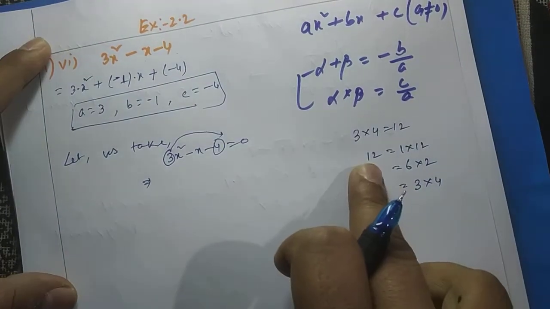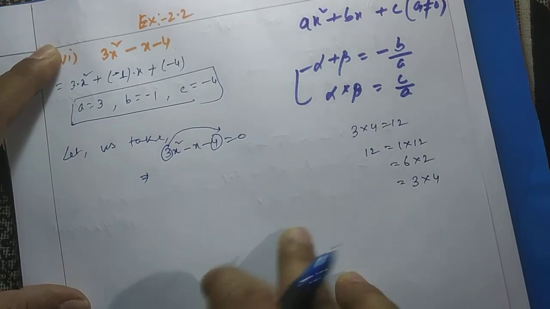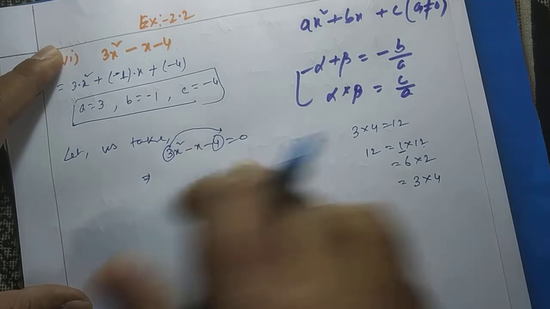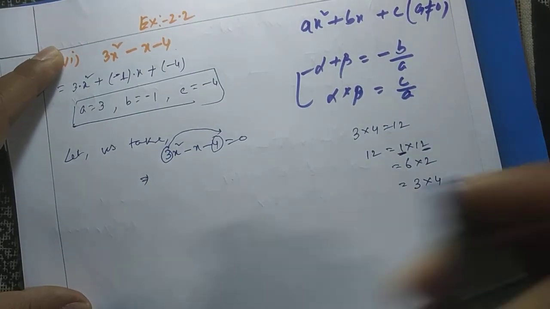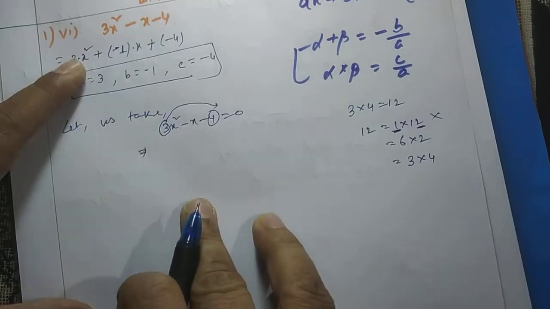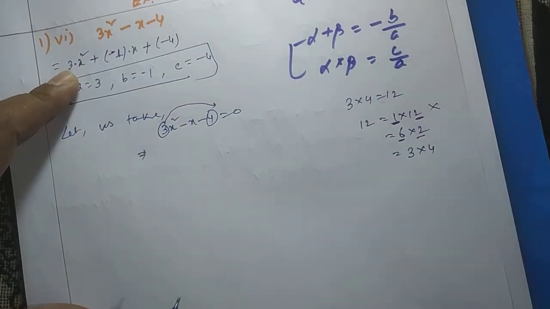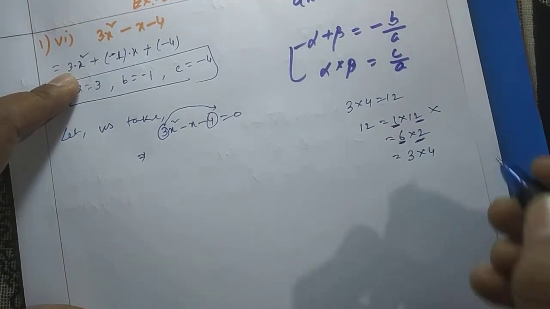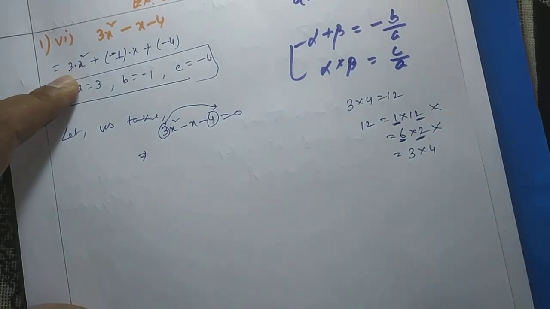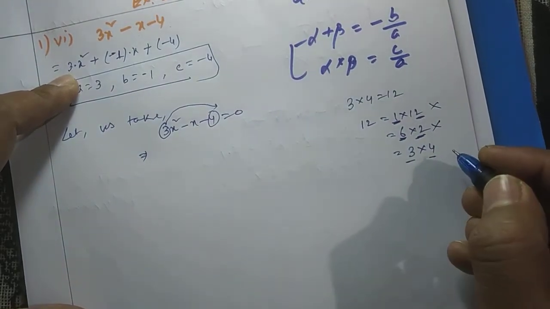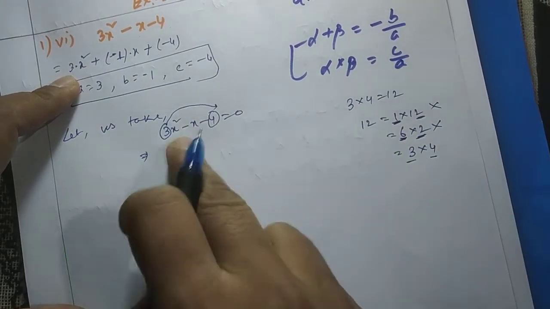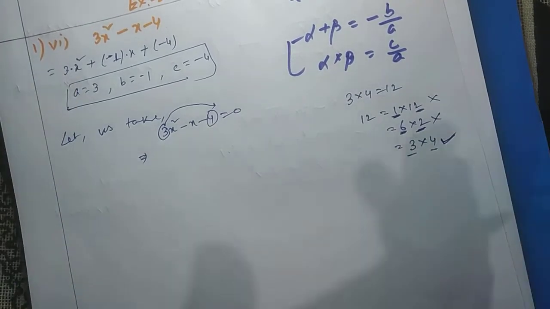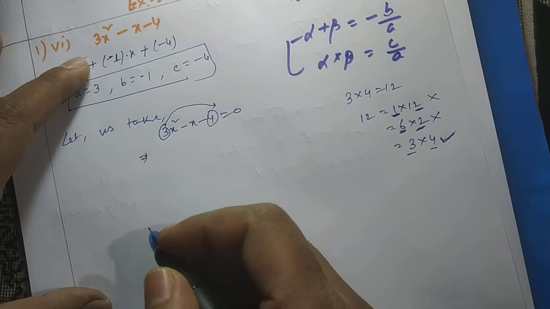Now we have got 3 possibilities for the factors. If we go for 1 and 12, we can never bring minus 1 in the middle by using 1 and 12. That's why it is cancelled. Similarly, if we take 2 and 6, also we can never bring minus 1 in the middle by using 2 and 6. Also it is cancelled. But if we take 3 and 4, by using them we can bring minus 1 in the middle. So we will go for these factors. Correct? That is the rule of middle term factorization. Already we know it.